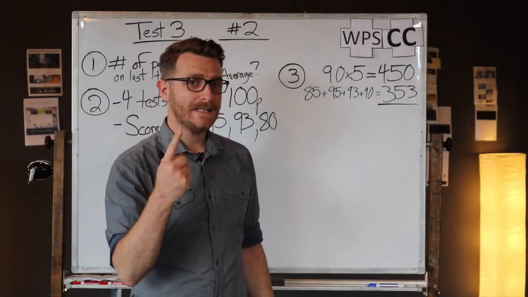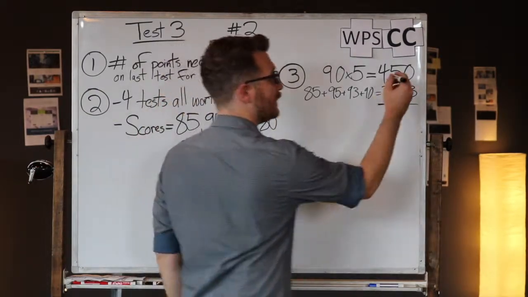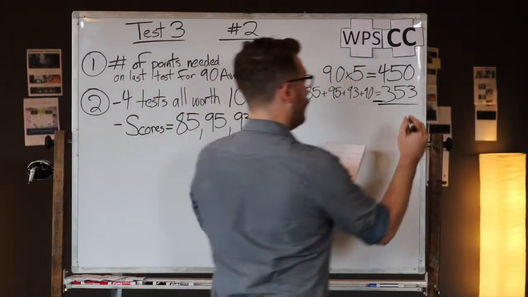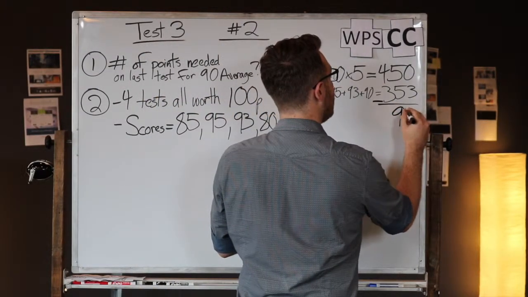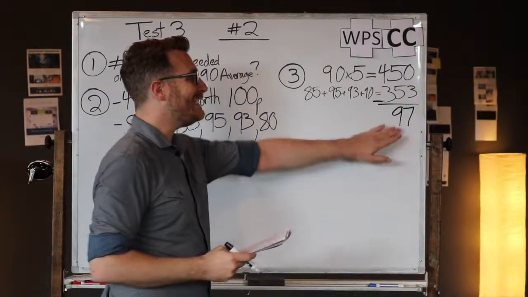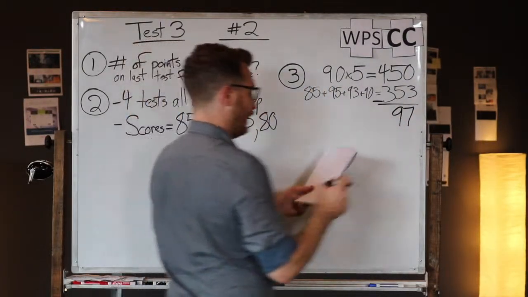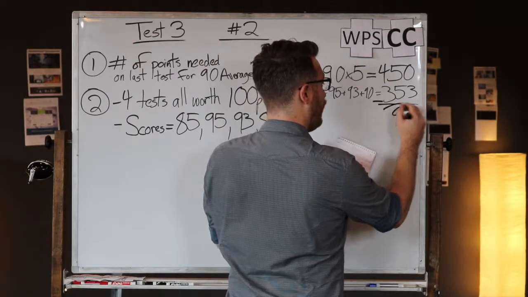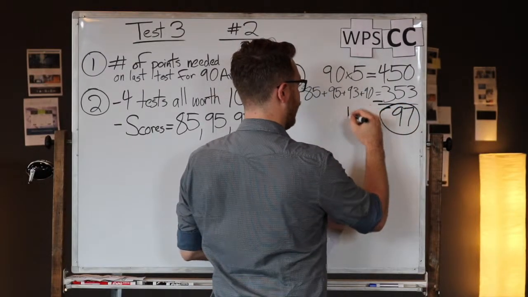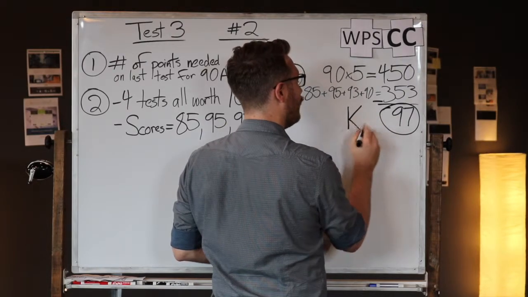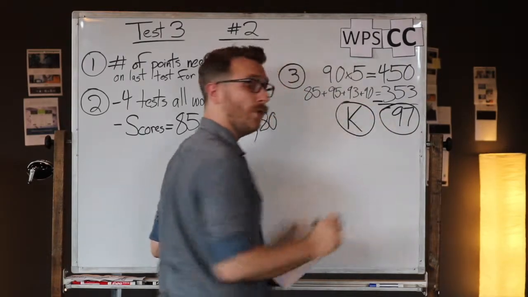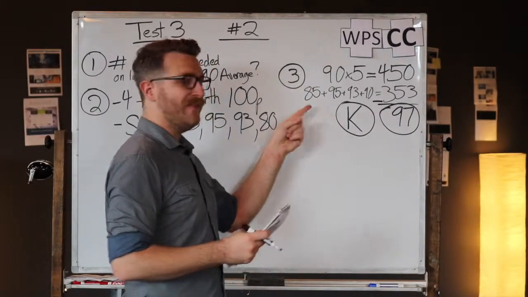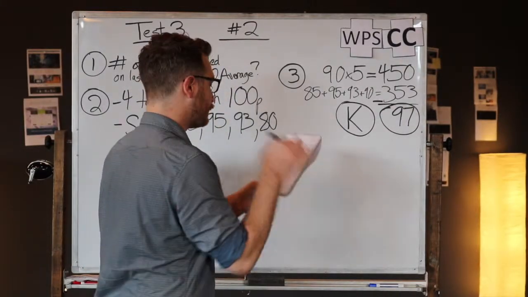And with 1 test to go, this is what I'm going to do. I'm going to subtract 353 from 450. Throw that in the calculator, and you will see 97 is the number of points that we are going to need, okay? So with that, you can look at the answers and find out that K is 97, and that is your correct answer.